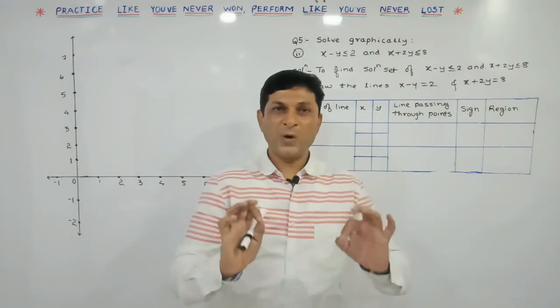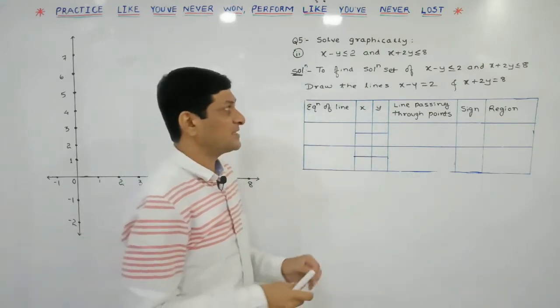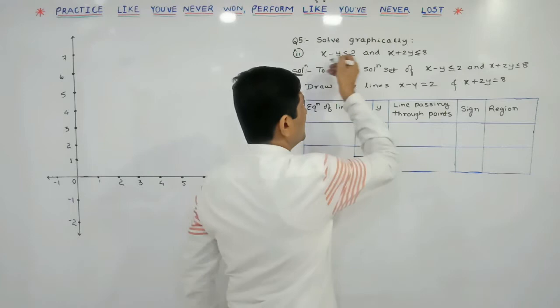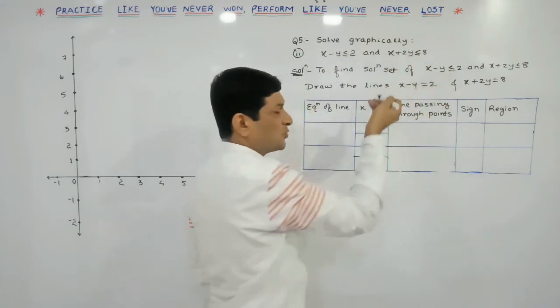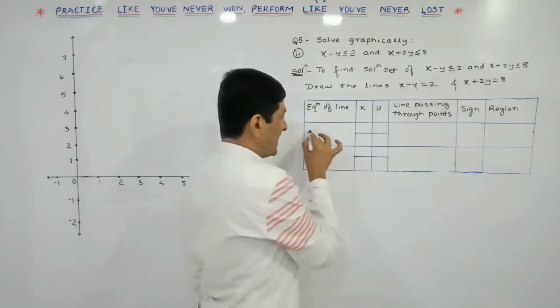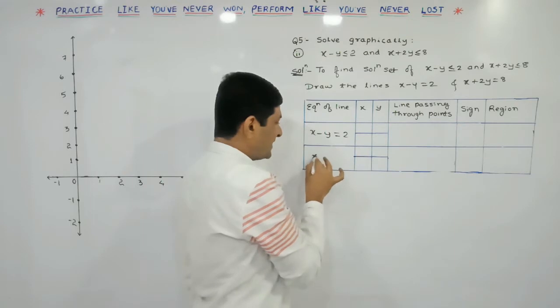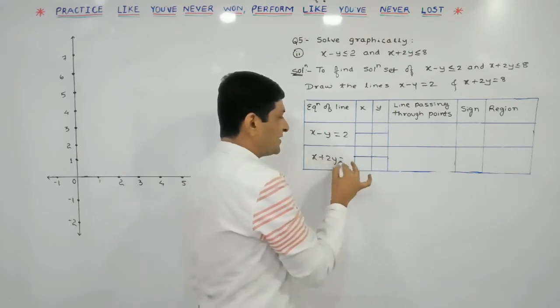The method which we applied in the first example, exactly the same method we are applying in the second example. So here also two expressions are given to us. To find their solution set, first we construct these two lines: x - y = 2, and the second line is x + 2y = 8.